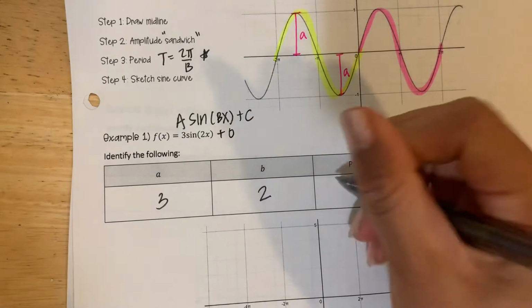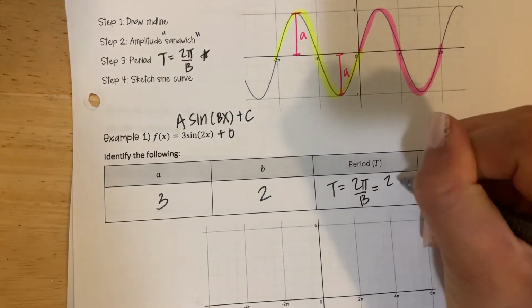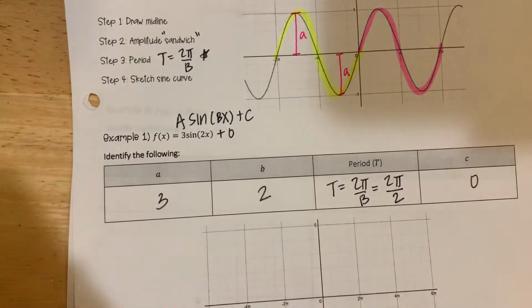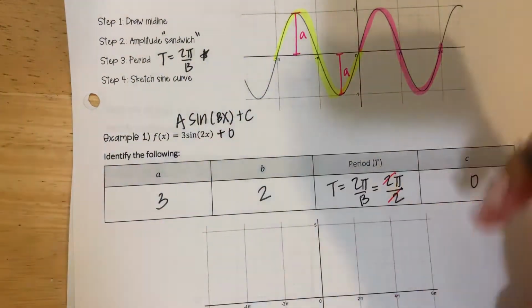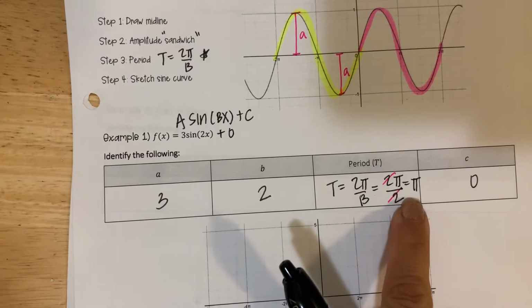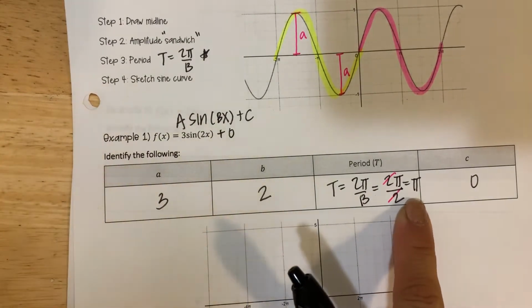Remember, to find the period, it's 2 pi over b, which is 2 pi, our b value is 2. These guys right here cancel out. So our period is pi. So that means it's going to take pi to complete one full cycle. So let's go ahead and graph this.